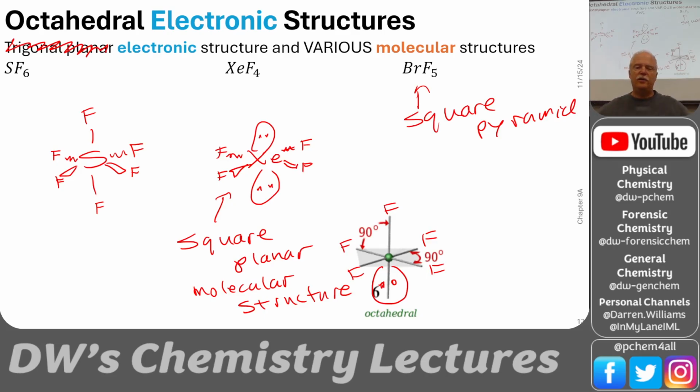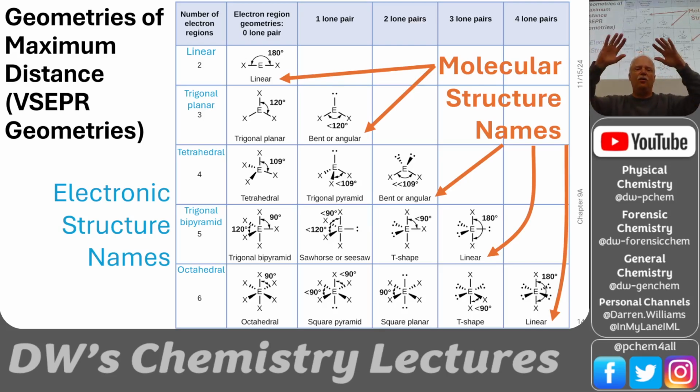So there's your VSEPR shapes, and the main thing is the difference between electronic structure, which is how many groups you have of electrons, and where the atoms go. The atoms name the molecular structure. So you could have bent and T-shaped and square planar and so on. And here's the whole diagram of all of them. So you've got all these different things, and that's good.